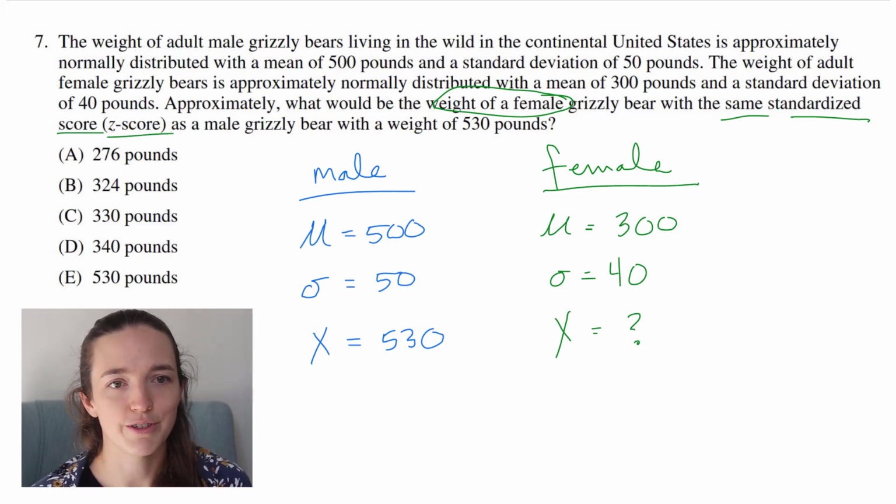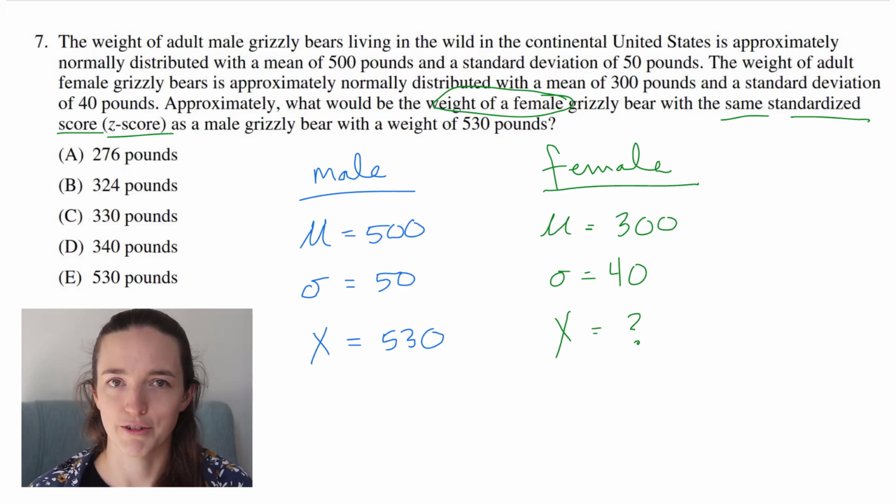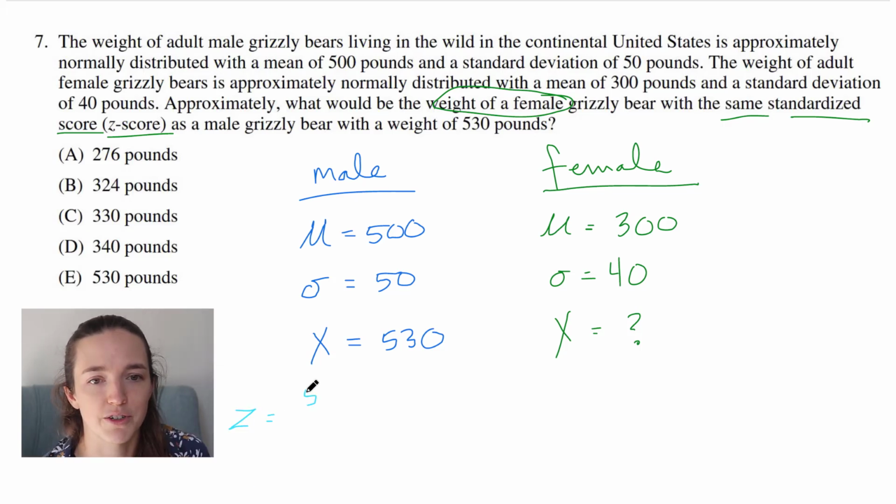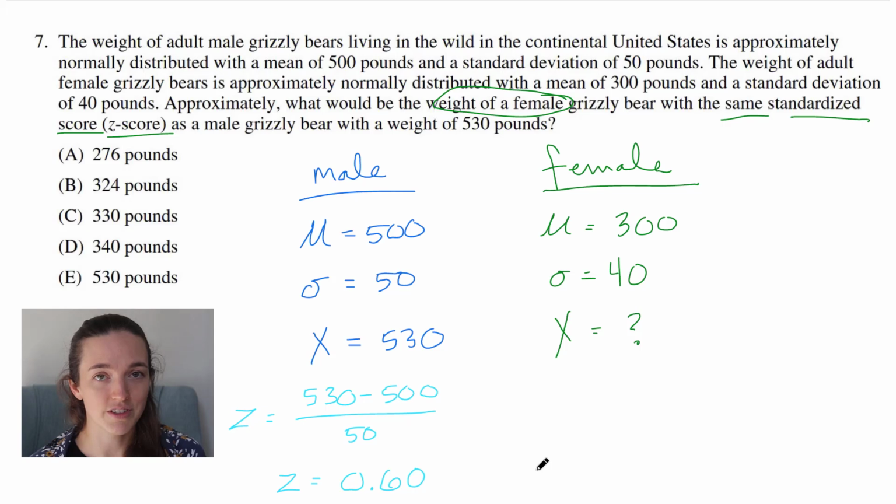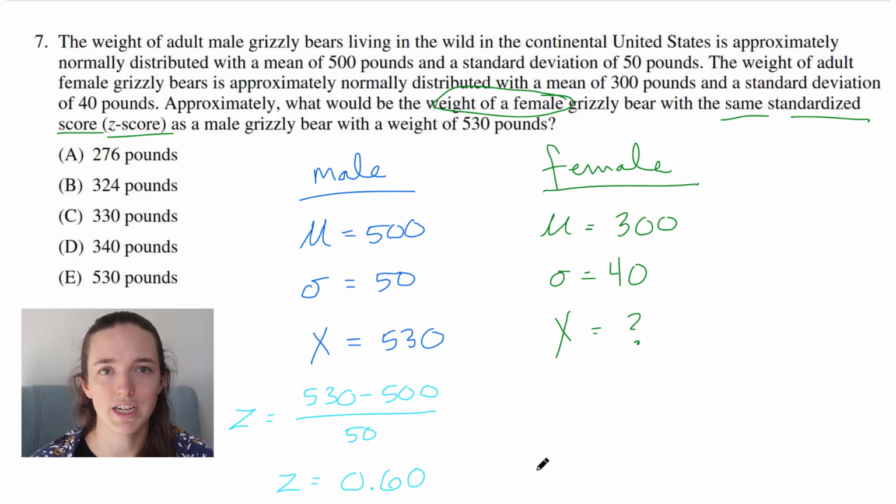So I think the first thing we need to do is find that z-score for that particular male grizzly bear. So I'm going to take that grizzly bear's weight, I'm going to subtract the mean, and I'm going to divide by the standard deviation, and that gives me a z-score of 0.6. One nice thing about z-scores is you can tell if you're on the right track just by using some common sense. It makes sense that the z-score is positive because this bear is heavier than the mean. And it also makes sense that the z-score is less than 1 because this bear isn't a full standard deviation above the mean. He's a little bit more than half a standard deviation above. So it makes sense that the z-score would be 0.6.